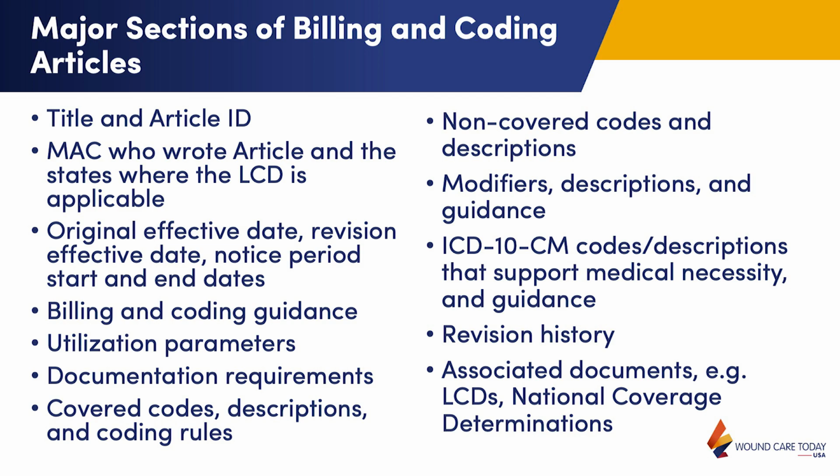Following that, you'll typically find utilization parameters that may specify how frequently you can do something or how often you can do it, or it might put a limitation on the number of times you may perform the procedure. Then you will find very clear documentation requirements that you should follow and include in your documentation. You will then find covered codes, descriptions, and any coding rules, as well as non-covered codes and descriptions.